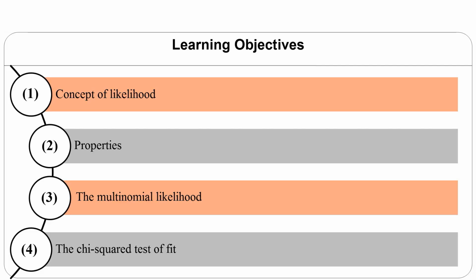Learning objectives for this module. We shall first define the concept of a likelihood. Next, we shall look at some of its properties. Having done this, we will look more closely at the multinomial likelihood, which we shall use in several applications in this paper. And finally, we shall revisit the well-known chi-squared test of fit and see that it is a special case of Wald's test applied to the multinomial likelihood.